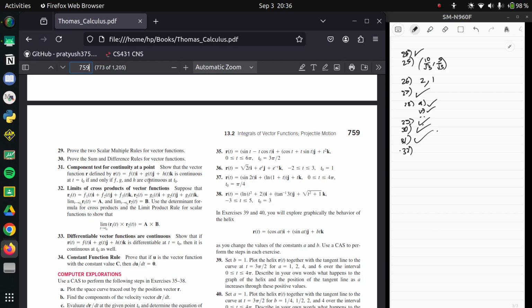32, limits of cross products and of vectors. I think okay, that makes sense. Suppose that the limit of r as t tends to t naught equals a, and the limit of r2 as t tends to t naught. Use a determinant formula for cross products and the limit product rule for scalar functions to show that, okay, sure, limit product rule.